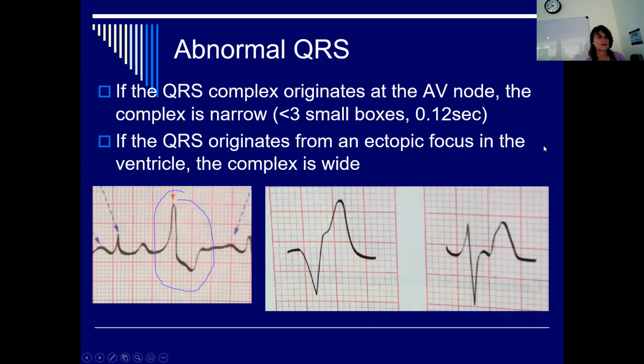So the QRS happens within 3 little boxes. I think yours were mostly like 1 box, maybe 2 boxes that we saw. So that's a normal QRS. If it's wide, that tells us it's abnormal. The second bullet says if the QRS originates from an ectopic focus in the ventricle, the complex is wide. Ectopic means an abnormal area.